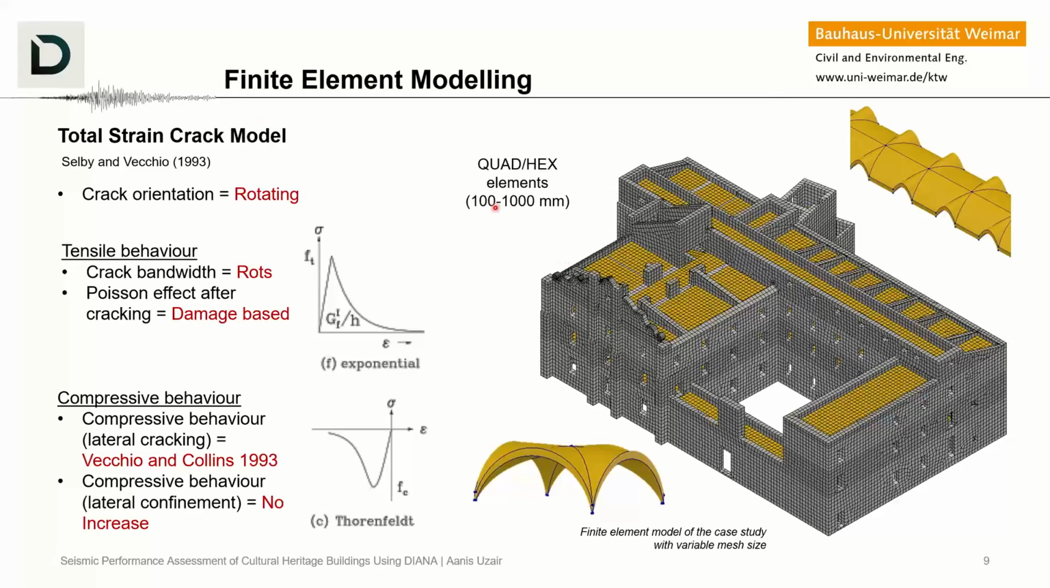Now, in this case, we use the total strain-based crack model. The crack orientation is rotating because we do not want to overestimate the capacity. The crack bandwidth is based on the Rots principle, and the Poisson effect after cracking is based on damage. The tensile behavior is modeled in this case with the exponential law.